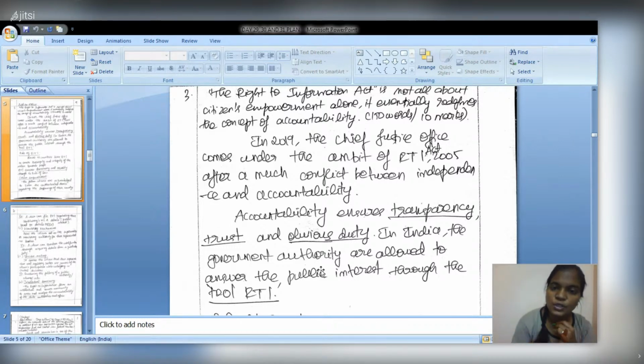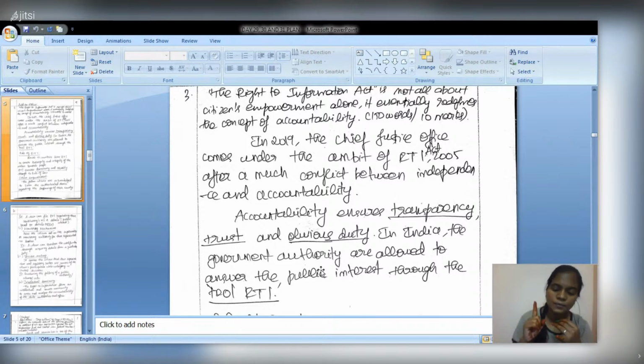First, you should give a brief definition based on your opinion, that is, what is accountability. The second part of the question should contain other than citizen empowerment. So first you have to explain citizen empowerment in terms of RTI, and what are all the other values which enhance the accountability with respect to the Right to Information Act 2005. Okay, this is how this question should be answered.